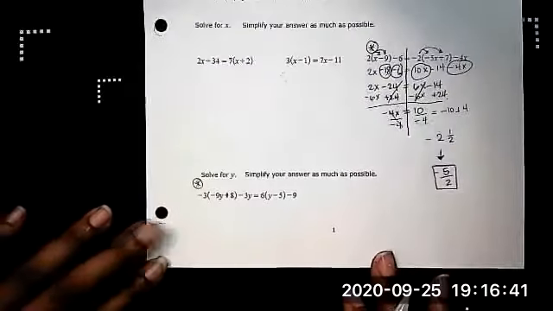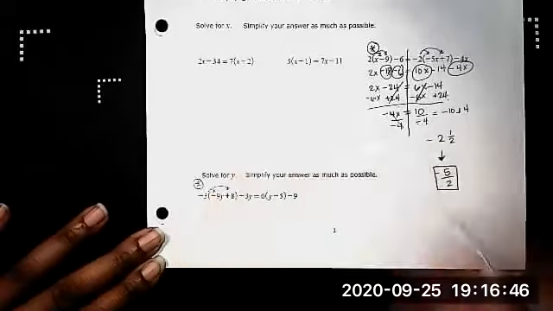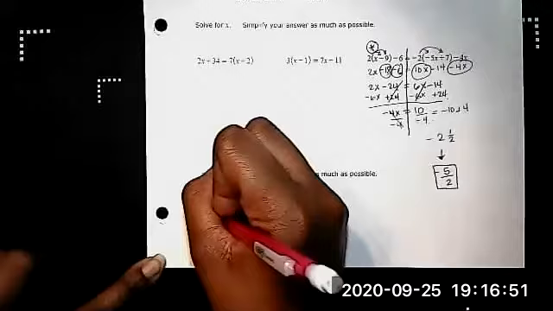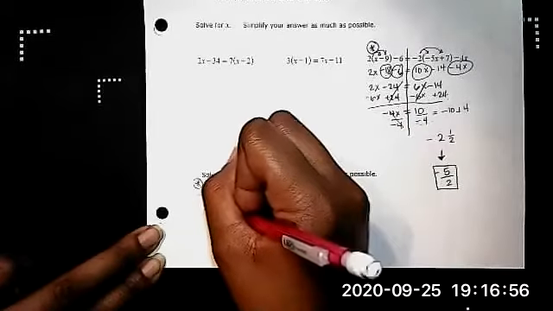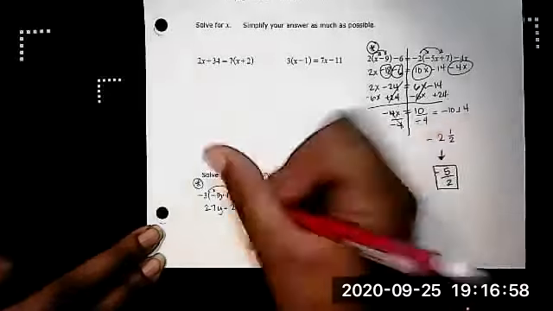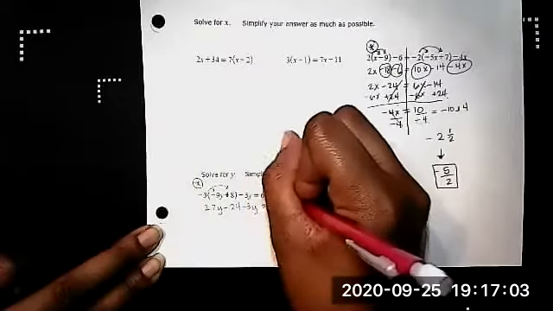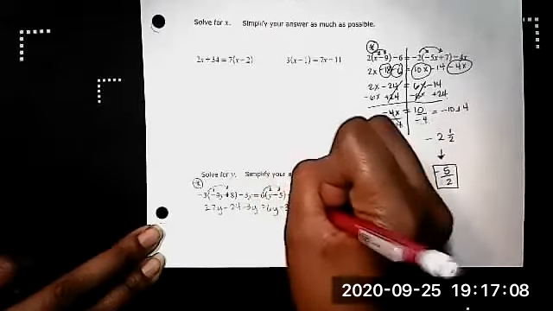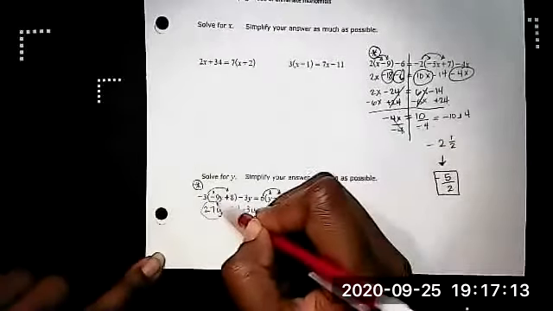All right, let's go down here. This one is pretty long, but we're going to get through it. Let's distribute. Negative 3 times negative 9y is going to be positive 27y. Negative 3 times 8 is going to be negative 24. And then the negative 3y is just left there. Equals, let's go ahead and distribute it. 6 times y is 6y. 6 times negative 5 is negative 30. And then minus 9.